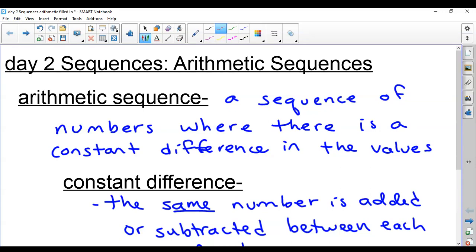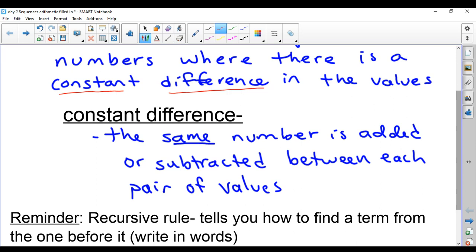In today's lesson, we're going to continue with sequences. If you remember from last week, a sequence is any pattern where there's a rule to go between numbers or pictures or letters. For today, we're going to look specifically at numbers and what are called arithmetic sequences. An arithmetic sequence is a sequence of numbers where there is a constant difference in the values. A constant difference means that the same number is added or subtracted between each pair of values.